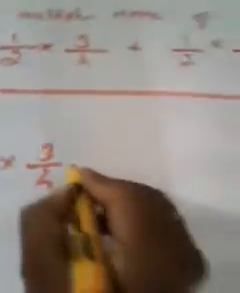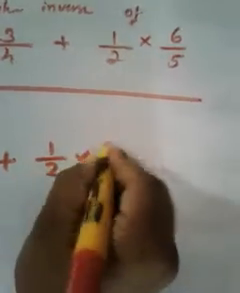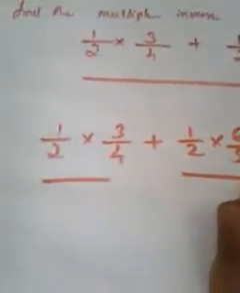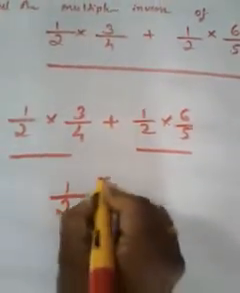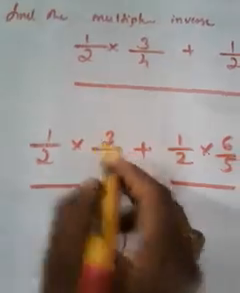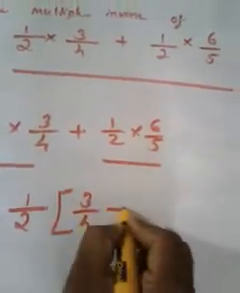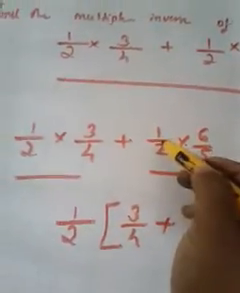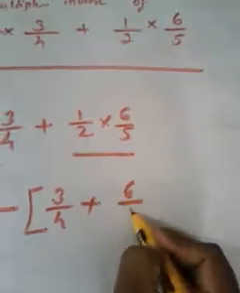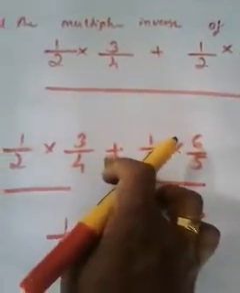1 by 2 into 3 by 4 plus 1 by 2 into 6 by 5. This is your first term. This is your second term. Is there any common? Yes, 1 by 2. Take it outside. If you take 1 by 2 outside from these terms, what will remain? 3 by 4. You know how to take outside. Since we took 1 by 2 common from both the terms, here 3 by 4 will remain. Here 6 by 5 will remain. And the plus sign in between will remain.